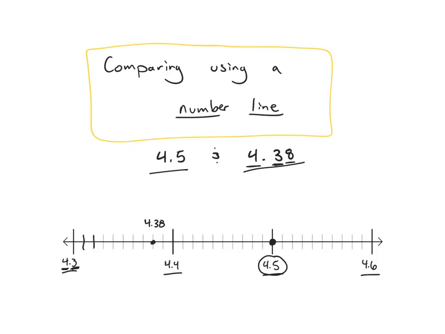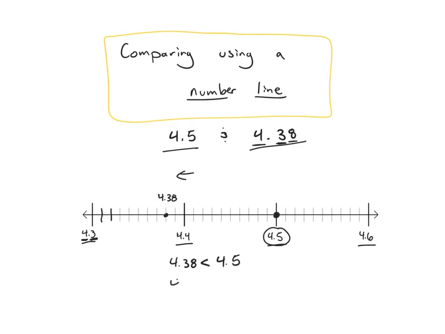And since 4 and 38 hundredths is further left on the number line, that lets me know that 4 and 38 hundredths is less than 4 and 5/10. Or I could also write 4 and 5/10 is greater than 4 and 38/100.